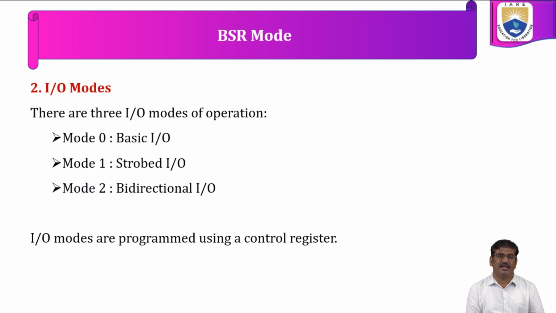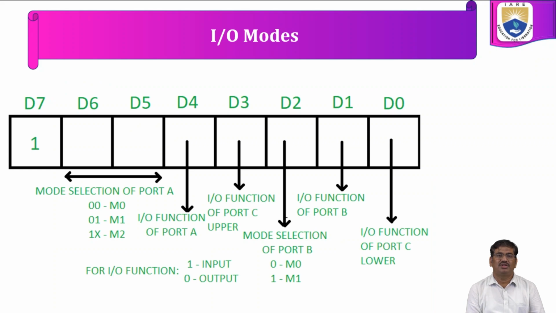Whereas the second operation is IO mode, where in IO mode we can have 3 modes, mode 0, mode 1, mode 2. So in the control word register for IO mode, the MSB bit you will write as 1. The lower bit is port C lower. So this port C lower we can configure either as input or output. If you write 1, it is going to configure as input.